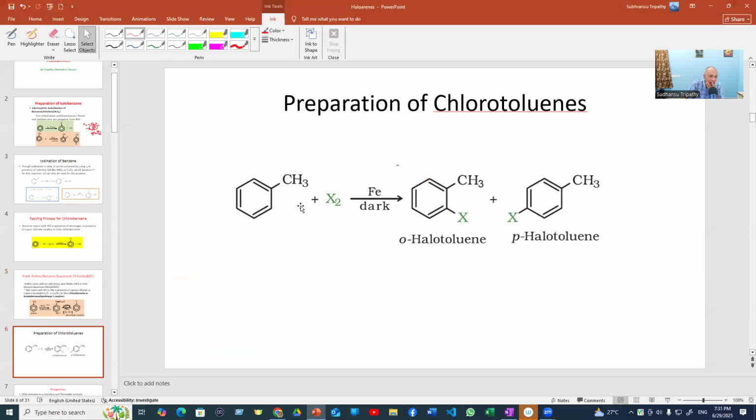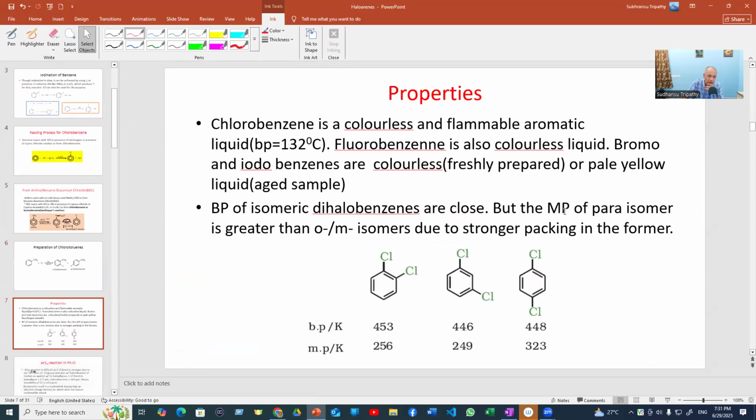You can take any substituted benzene like alkyl benzene. Since this alkyl group is an OP director, you get a mixture of ortho and para product. You already know. What's interesting is the properties. Chlorobenzene is a colorless and flammable aromatic liquid, boiling point 132, it catches fire. Fluorobenzene is a colorless liquid, but bromo and iodobenzenes are colorless if freshly prepared, but become pale yellow in an aged sample because of photochemical reaction. Light breaks down the bond and produces iodine and bromine in small amounts that make it pale yellow.